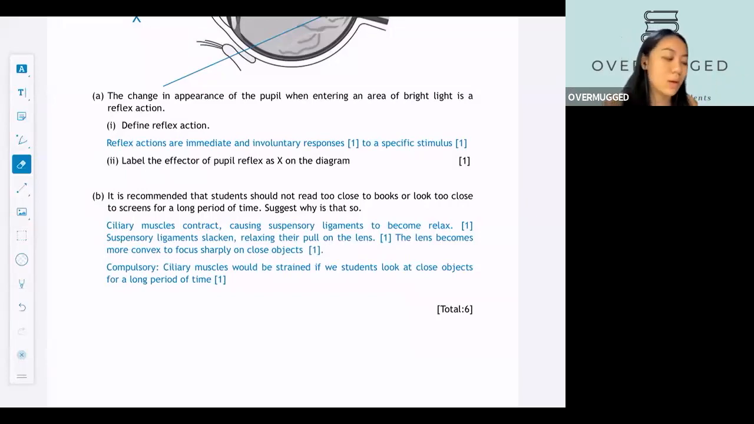Totally fine. But the compulsory point here is that you have to answer the question, right? The question didn't ask you to explain how to focus on something that is close. The question asks you, why is it that you will feel tired? It's because when you keep looking at something that's so close, the ciliary muscle will always be contracting. So that's why it is so tired. Okay? So that is the compulsory mark. Even if you can hit the first 3 marks, you have to get the last compulsory mark.